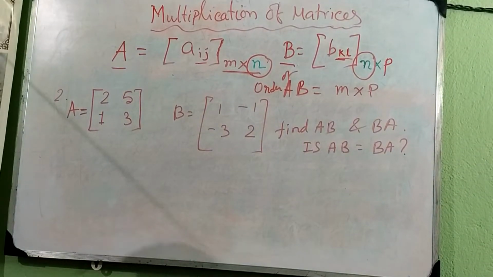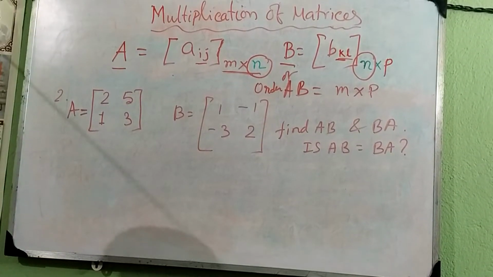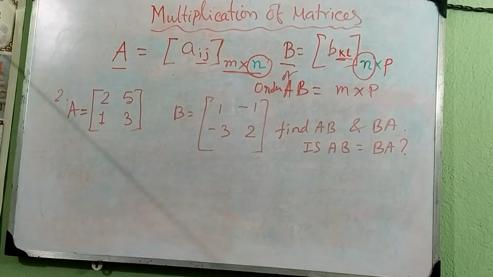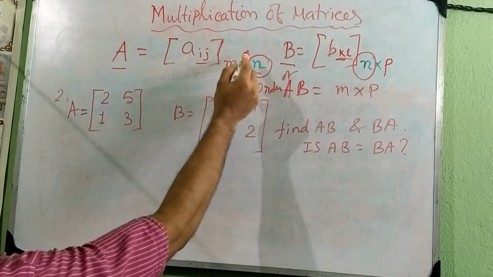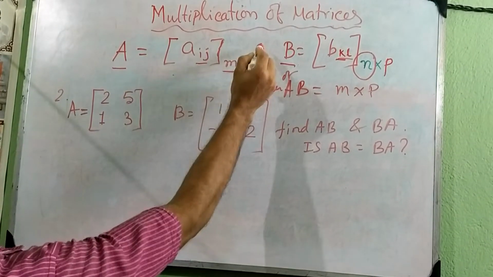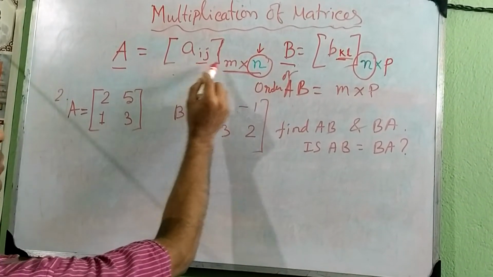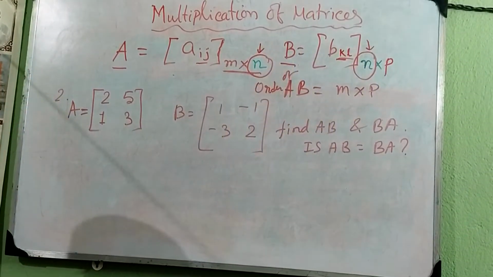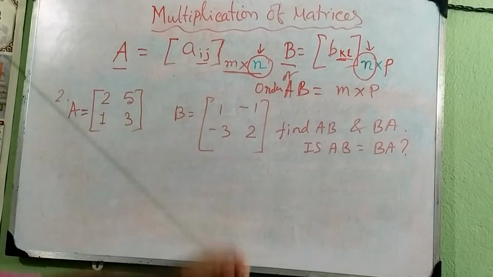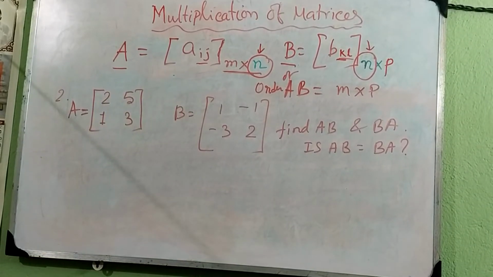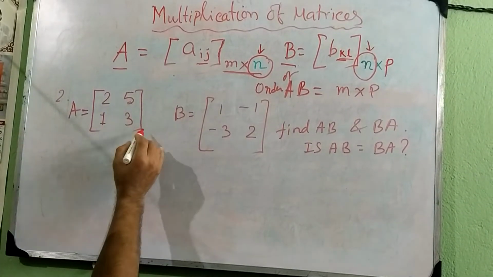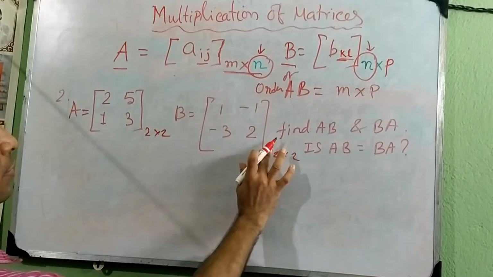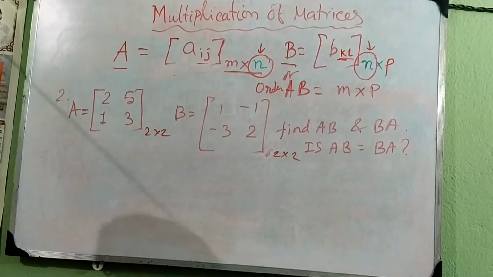So first, as I told you in the previous video, how do we know whether the product is possible or not? I taught you that if the number of columns of the first matrix is equal to the number of rows of the second matrix, then only A into B is possible. Now here you can see both matrices are of order 2 by 2, square matrices. So both AB and BA are possible.